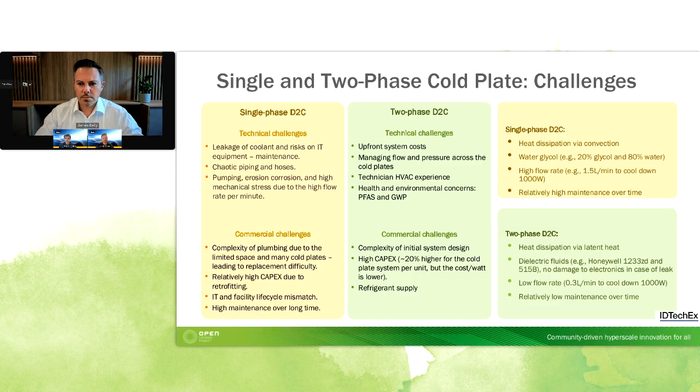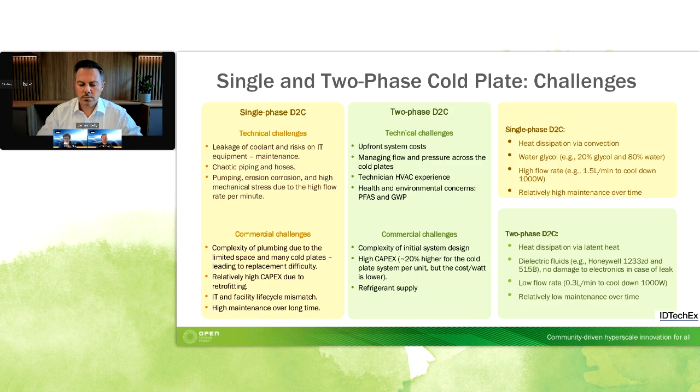Another challenge is the IT and facility lifecycle mismatch. Typically the life cycle for IT equipment is somewhere between 3 and 5 years, whereas the facility life cycle is usually a decade or two or longer. So the challenge comes when people want to upgrade their IT equipment: how to make sure the new IT equipment is compatible with the old facilities. And also high maintenance over time, which reflects the first technical challenge that I mentioned just now.